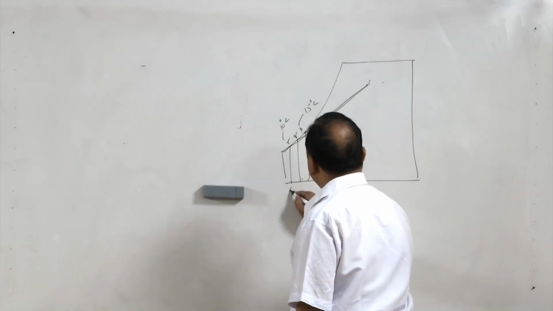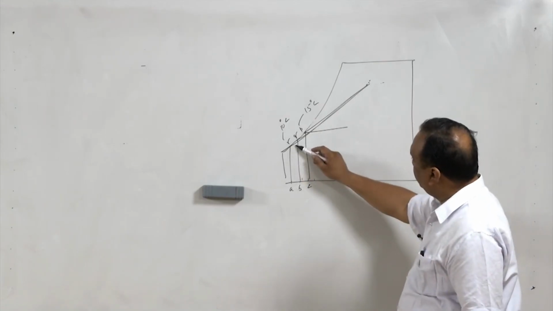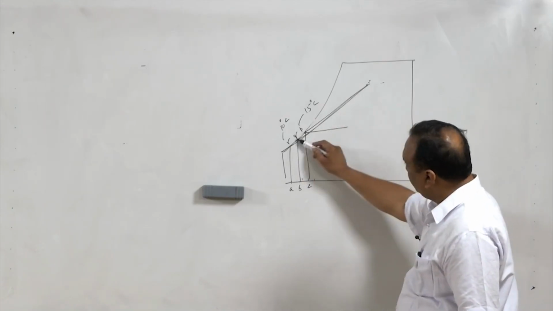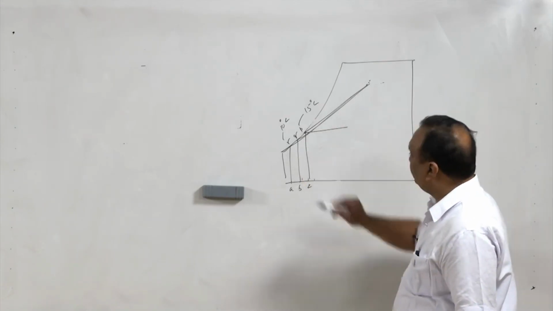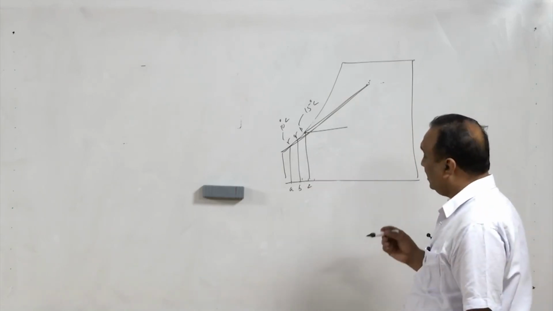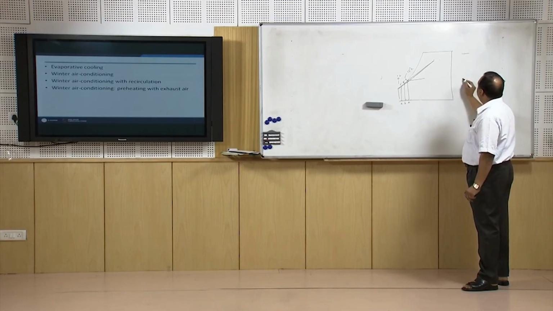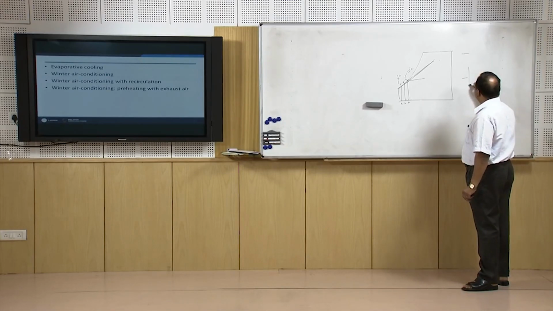This will be shifted to ABC. So if you are taking 100% outside air, or it is a mixture, this coil temperature is reducing if we are increasing the bypass factor. It means the temperature difference between condenser and the evaporator is increasing.